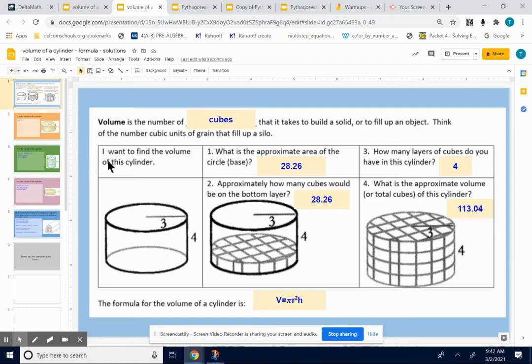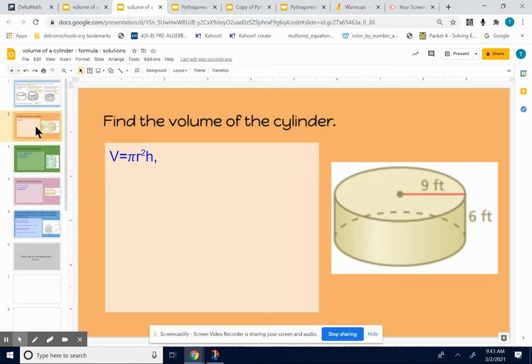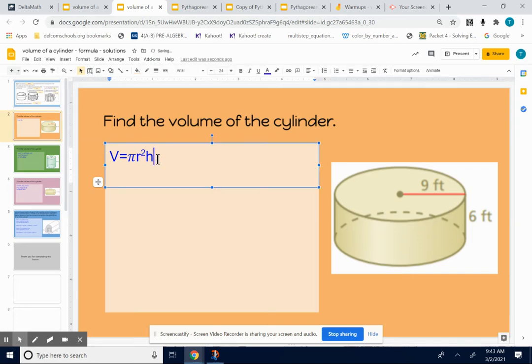Now you guys have been doing pi r squared as pi times r times r. So you could think of this volume as pi times r times r times h. Let's do a problem. Find the volume of the cylinder on the next slide. I'm giving you the formula. That's going to be on iLearn for you. You don't have to memorize it.